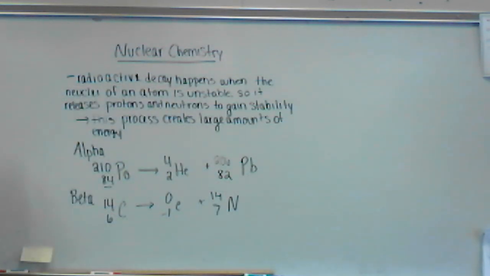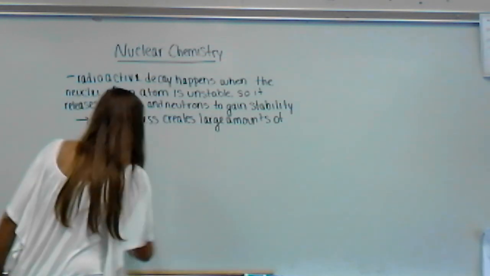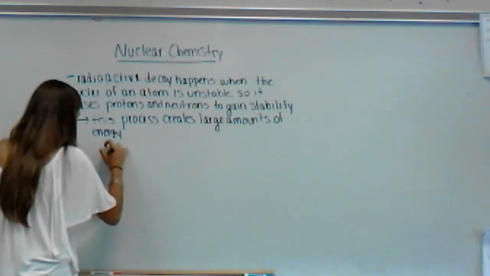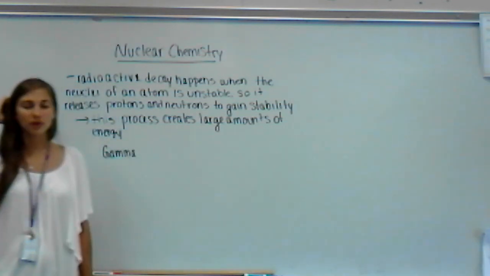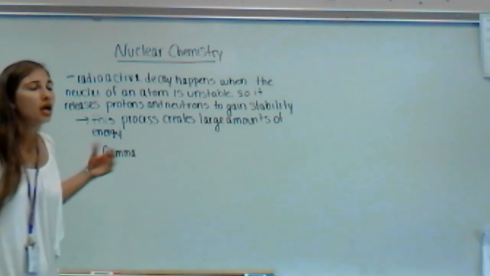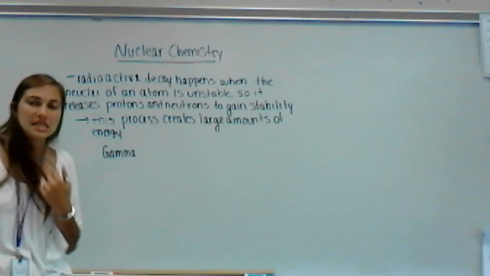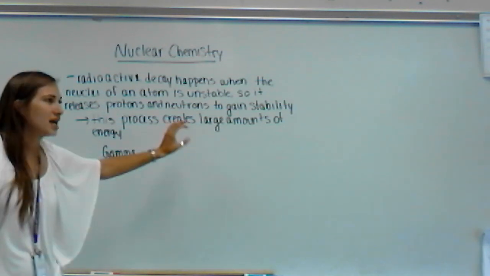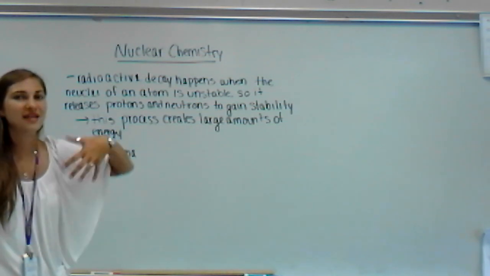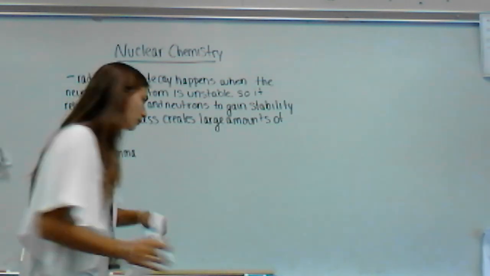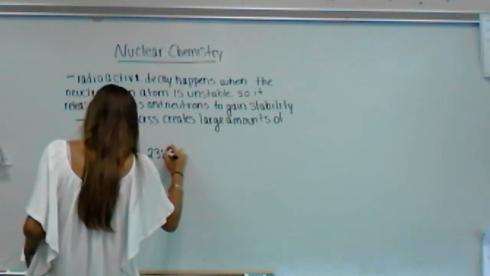All right. Let's go on to gamma. Now, for our gamma radiation and our gamma decay, it's usually going to be paired with another type of decay. We're not usually going to see it by itself. And a lot of that has to do with the fact that you have a light that's being forced off instead of an actual particle. So an example here is 238 uranium.